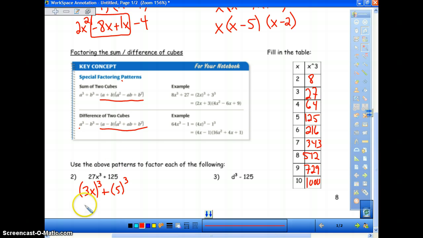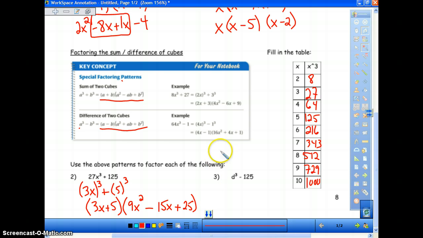So now we can set up our factors here like this. 3x plus 5, because they said the first one is just a plus b. And then we fill in the rest. A squared, which is 3x squared, or 3x times 3x, is 9x squared, minus a times b, so 3x times 5 is 15x, plus b squared, which is just 5 squared, which is 25. And that's it. So those are those factors.